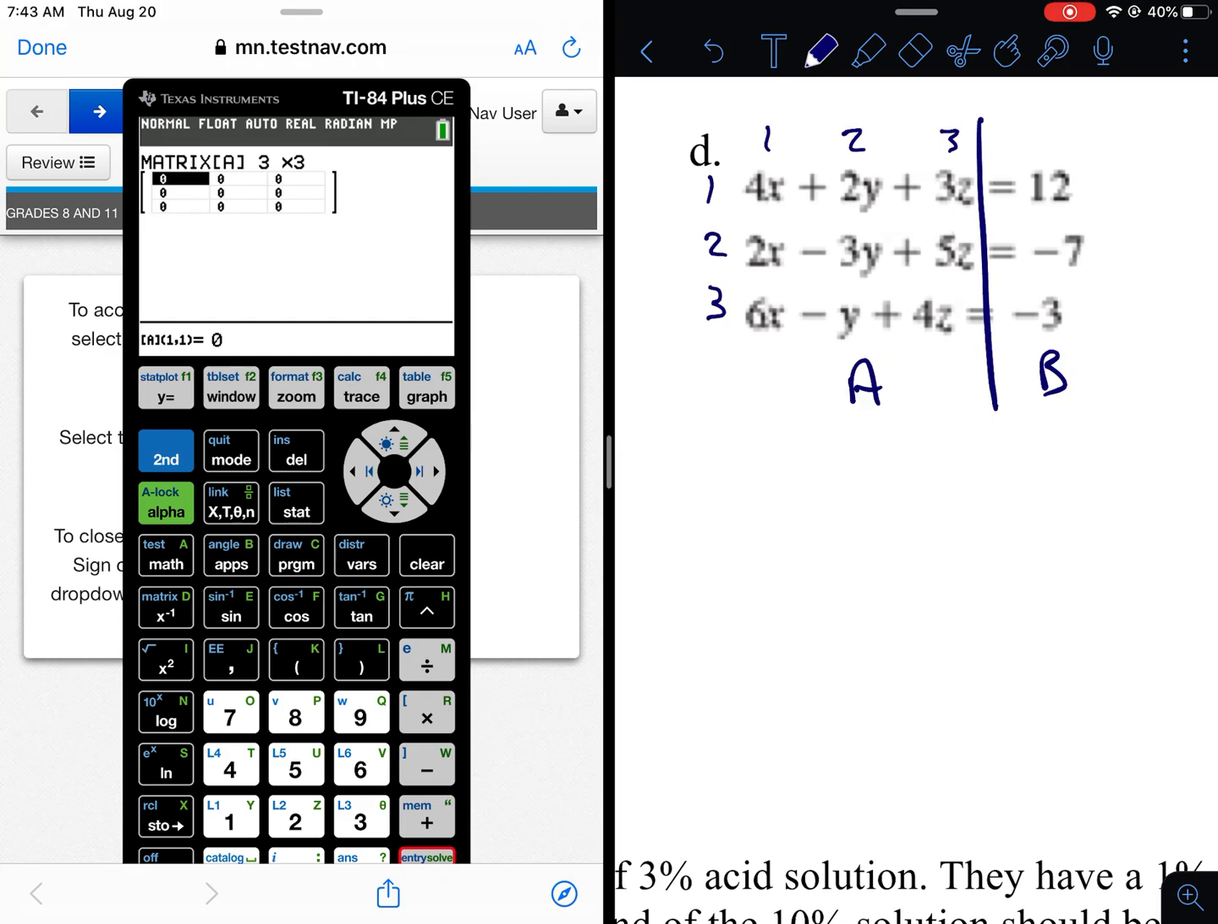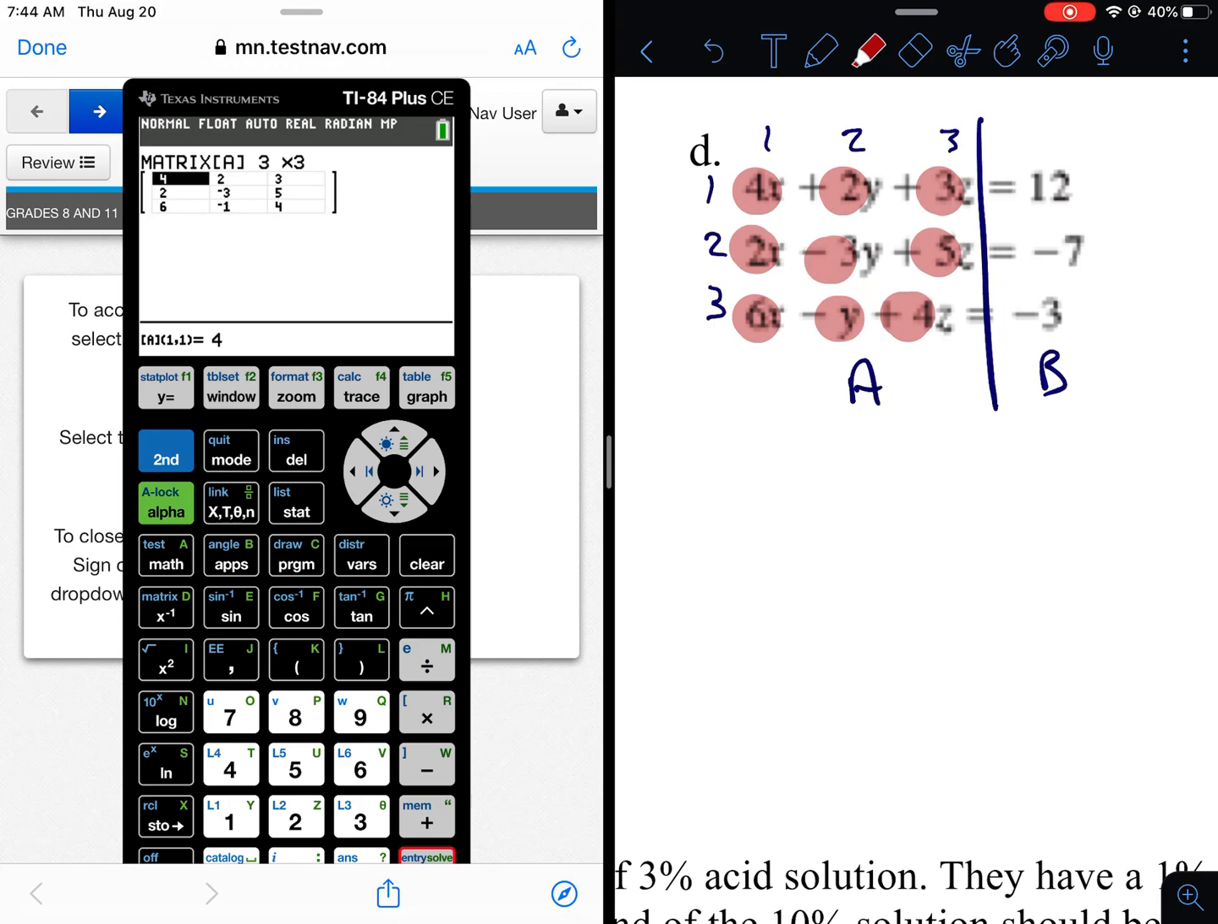It gives us this grid of 9 numbers we need to put in, and it corresponds with the 9 numbers that we have right here. So we're going to put these 9 numbers in, just like they are. The first line, we have 4, then 2, then 3, then 2, then we have a negative 3. Don't forget to use the negative sign and not the minus sign. Negative 3, 5, and 6, and negative y, the number there is actually negative 1, and then 4. And then enter, and so we're good.